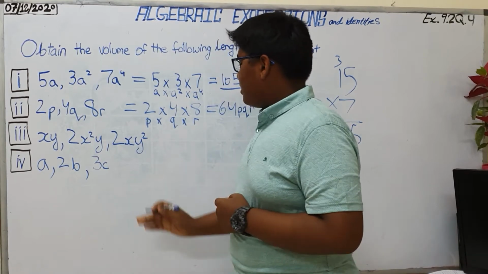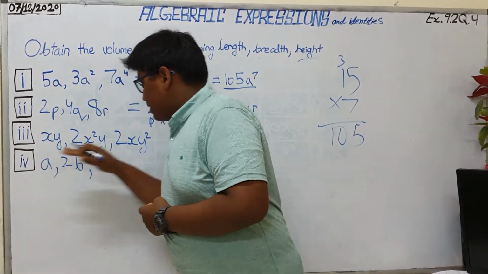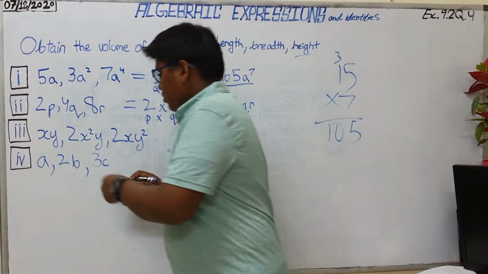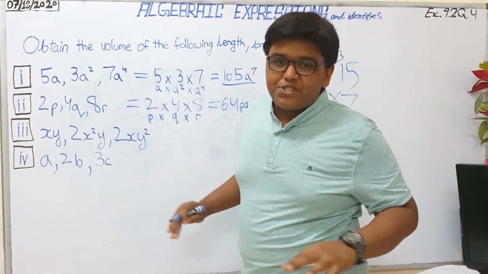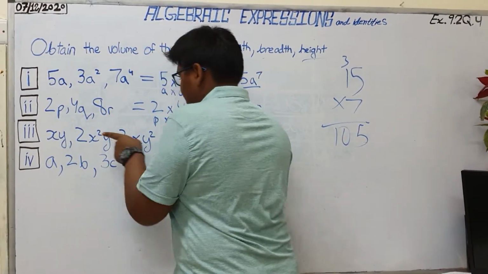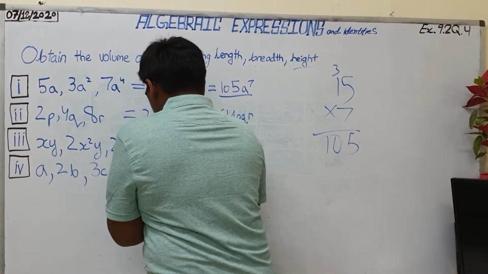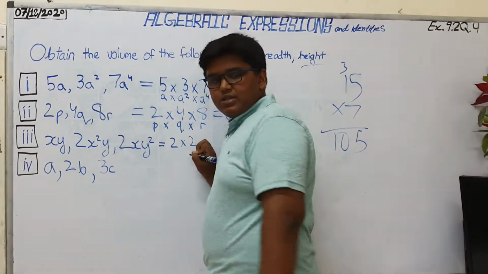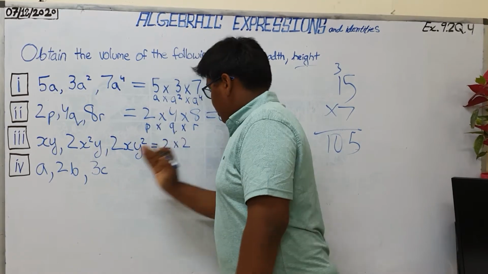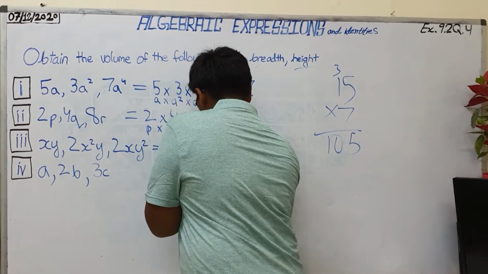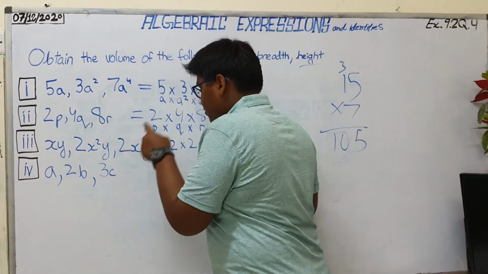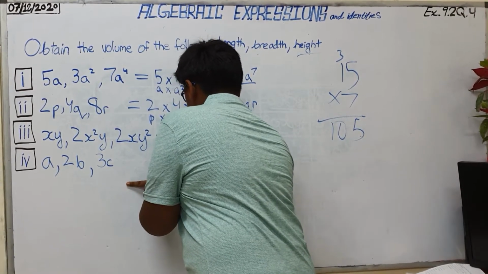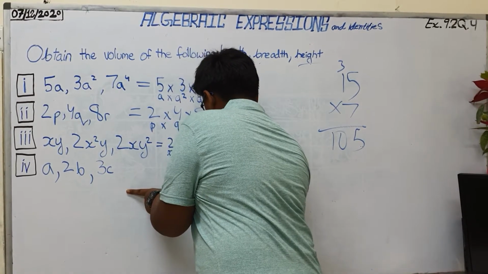And the third one is xy, 2x square y, 2xy square. Now this is the question. We have the same variables in each term. In the first term we don't have any constant, so no need to take one, we are going to directly take the constants of the second and third terms. There are two constants in these terms. 2 into 2 equals 4. Then x square y, xy square. We are going to write it: xy into x square y into xy square.